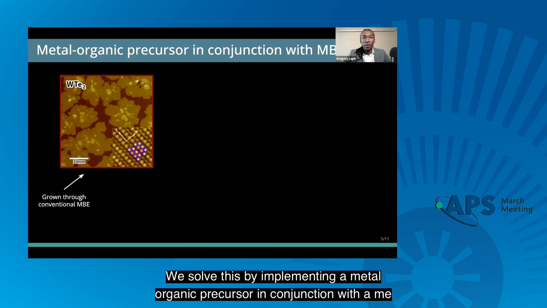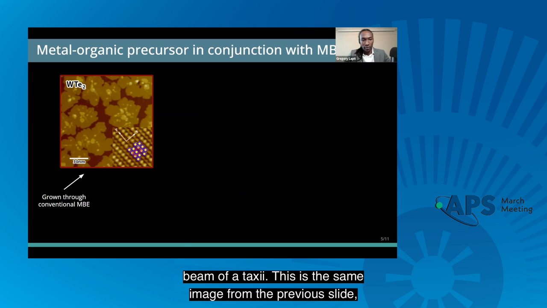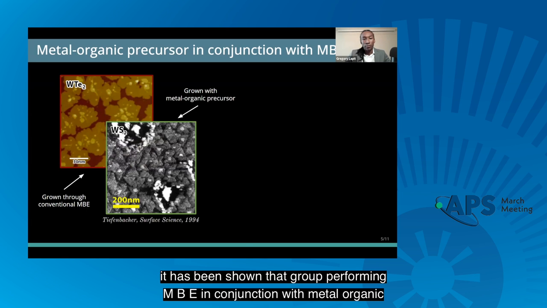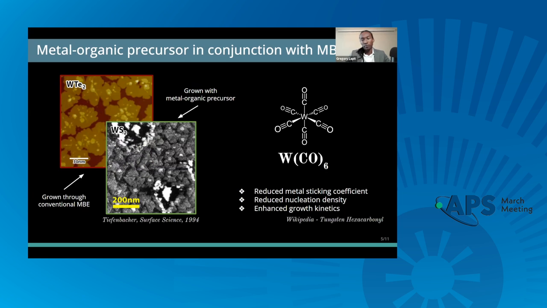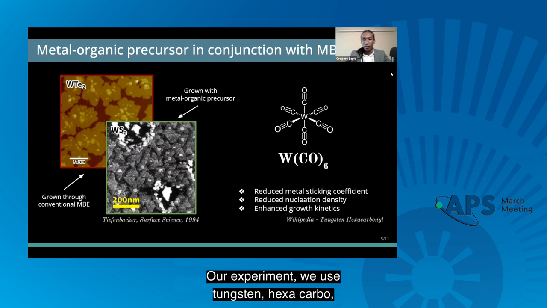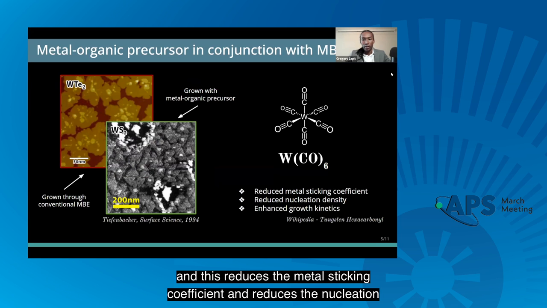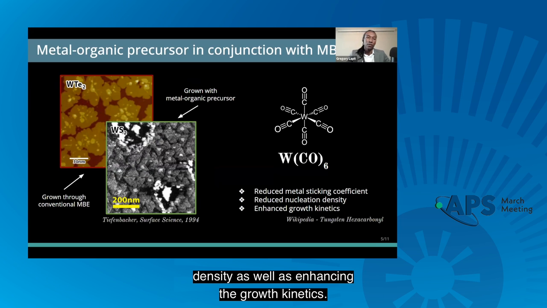We solve this by implementing a metal organic precursor in conjunction with molecular beam epitaxy. This is the same image from the previous slide, and you can see the same flux instability and island generation. However, it has been shown that performing MBE in conjunction with metal organic precursors decreases the flux instability and decreases island generation. This is because tungsten on its own tends to be very sticky at low temperatures and does not stick to the surface of the material at high temperatures. This problem doesn't come into play when you're dealing with molecules. For our experiment, we use tungsten hexacarbonyl, and this reduces the metal sticking coefficient and reduces the nucleation density, as well as enhancing the growth kinetics.